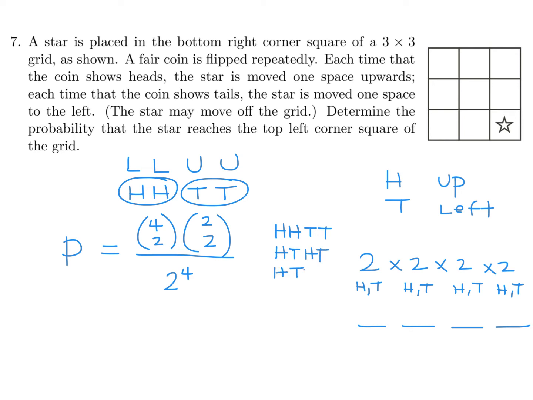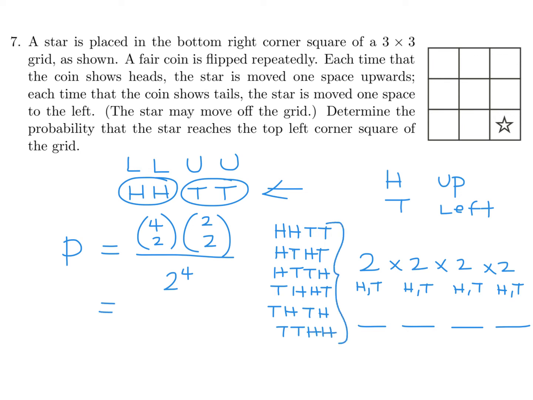H, T, T, H. This is basically how to get 2 H's and 2 tails if you flip the coin 4 times. T, H, H, T, T, H, T, H, and T, T, H, H. So, as you can see, it's just 6.